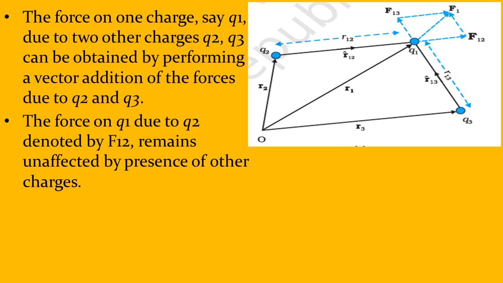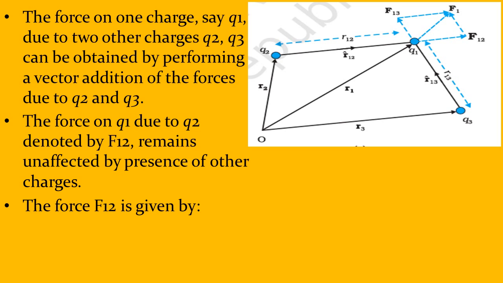Now the force on charge q1 due to q2, how do we denote it? F12, force on charge 1 due to 2. It remains unaffected by the presence of q3, q4, etc.